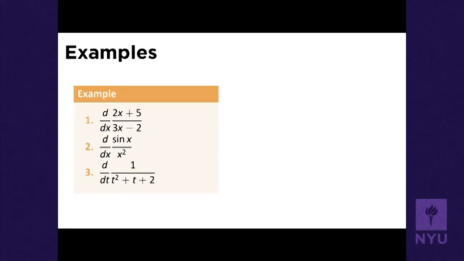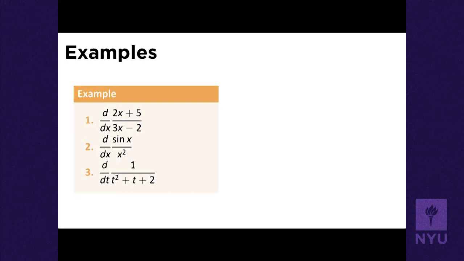So if we had lots more time, I would get you to practice a few of these. Instead, I'll just walk you through the first one, and then when you go to review class, you can look at the other two on your own time. But in this first example, we have a rational function that's a quotient of two polynomials. How would we find the derivative of 2x plus 5 divided by 3x minus 2?